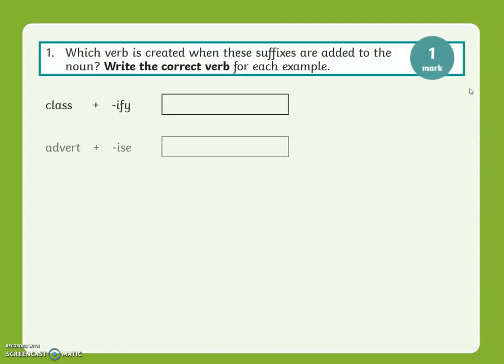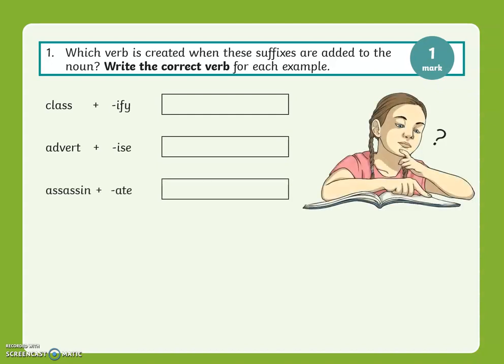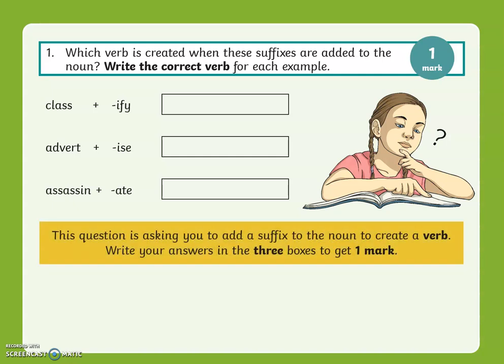So, which verb is created when these suffixes are added to the noun? Write the correct verb for each example. We've got class and ify, advert and ise, assassin and ate. Have a think, jot them down on a spare bit of paper or in your literacy books, whatever's easiest. This question is asking you to add a suffix to the noun to create a verb. Write your answers in the 3 boxes to get 1 mark.